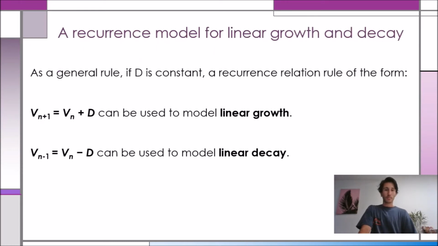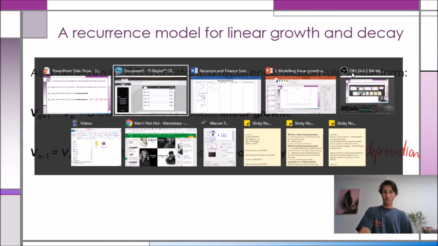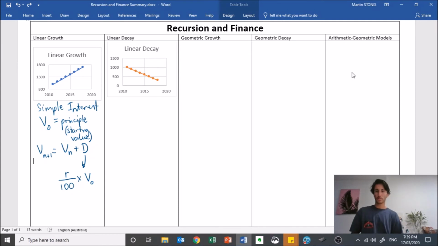Now, we've looked at simple interest, which is our example for linear growth. Now, for linear decay, the example that we use in further maths is flat rate depreciation. All right, so let's go back to our notes. Right here, flat rate depreciation.